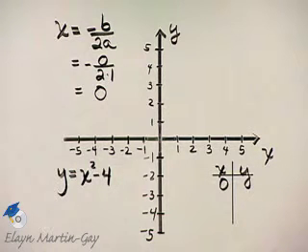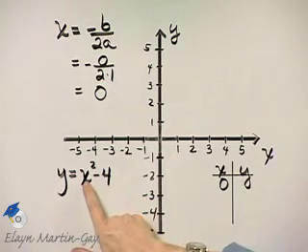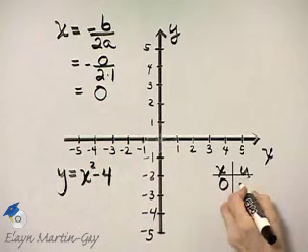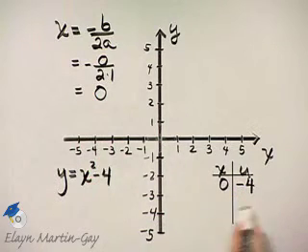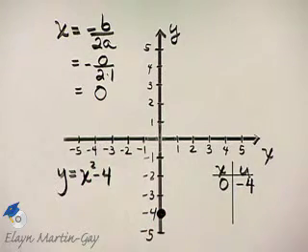How do we find the y value, the corresponding y value? We let x be 0. 0 squared is 0 minus 4, so I'll have then minus 4. 0, negative 4, keep in mind, that is the vertex.